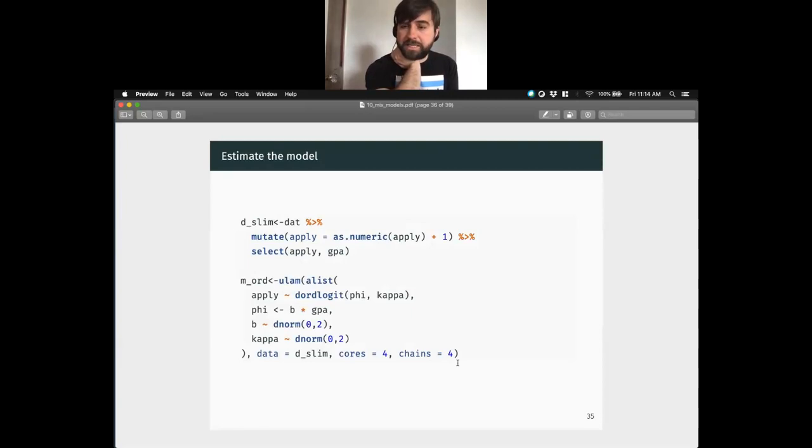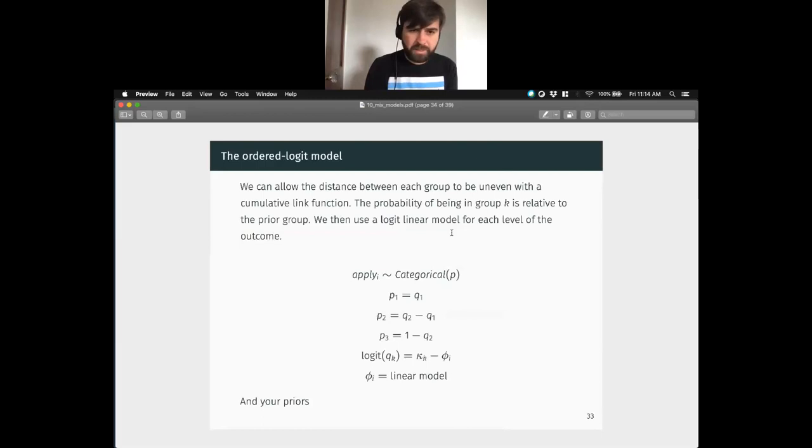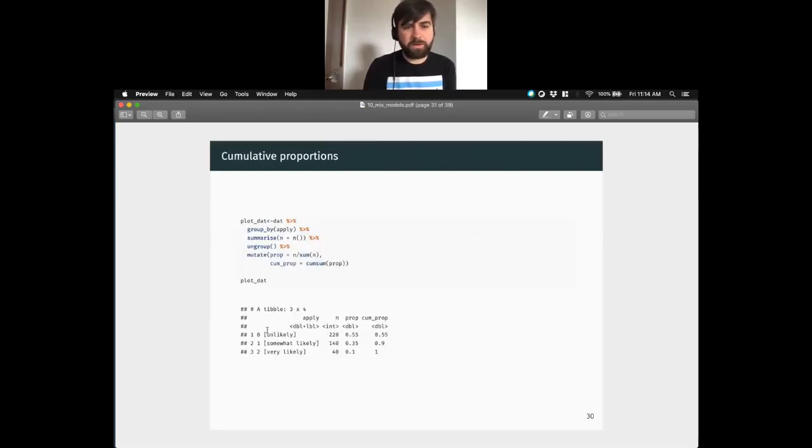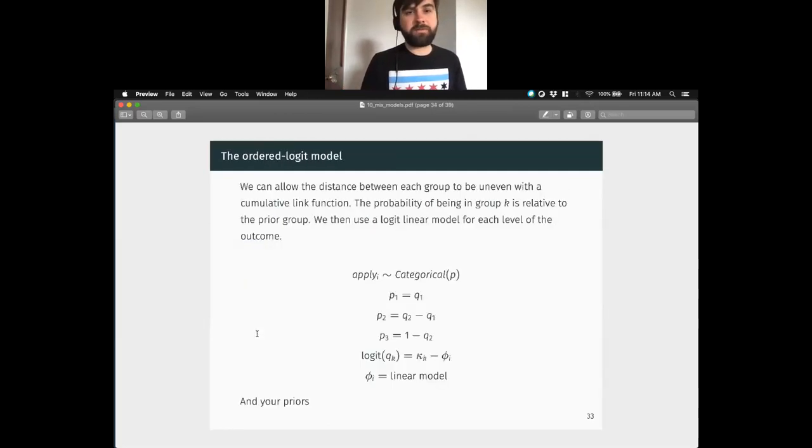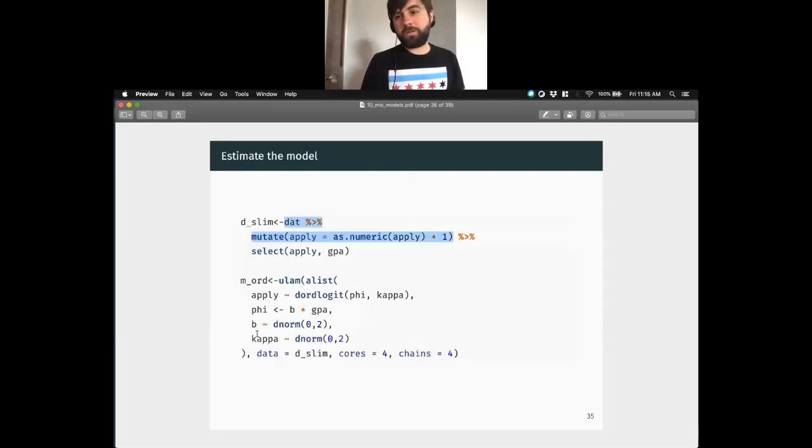Okay, so let's set the data up to estimate. Remember when I'm using RStan, I want to provide it only with those variables that I'm actually using in the model. So I'm going to make my slimmed down data frame. I want to add 1 to the apply variable, because remember the base number was 0 here, and I want it to be 1, 2, 3. Zeros sometimes have special meaning in Stan, so we want to be on a 1, 2, 3 scale rather than a 0, 1, 2 scale.